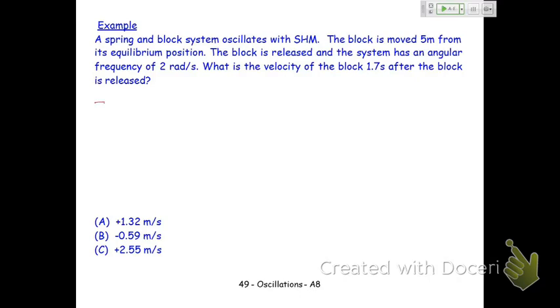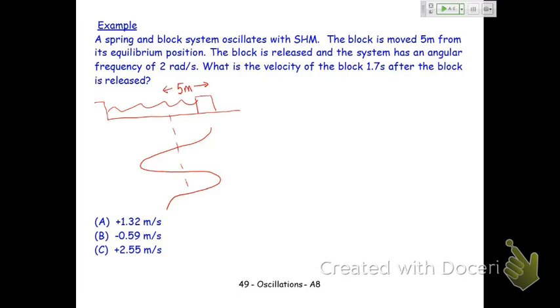So what I do is I go, okay, we have a spring and block system. So I've got to draw it. So there's my spring. I'm not a great artist. It's good enough. And it oscillates with simple harmonic motion. So I know that there's my equilibrium position. I've stretched it to the side and I'll get simple harmonic motion. Okay. The block is moved 5 meters from equilibrium. It should say 5 meters in a positive direction or 5 meters to the right to be clear. But it just says 5 meters from the equilibrium position. The block is released. It should say when t equals 0.